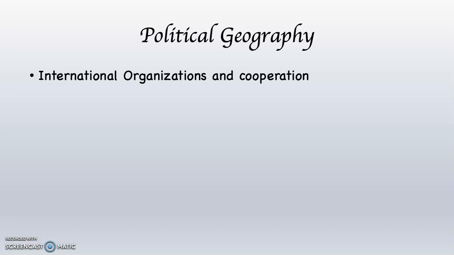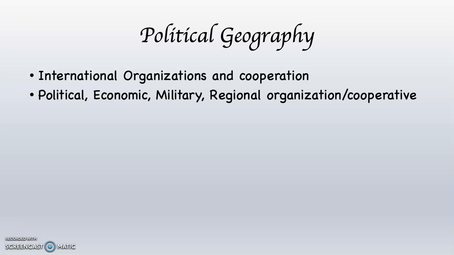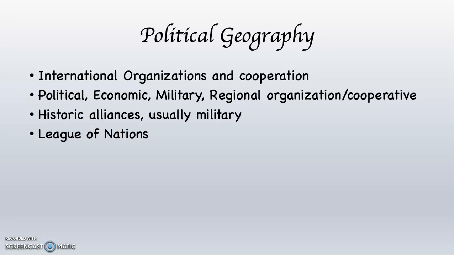And we wrap it up with this: international organizations and cooperation. Most countries, most states have chosen to be connected to some form of international cooperative body. We generally categorize these as political, economic, military, or regional organizations or cooperatives. As you see, there's certainly going to be overlap amongst each one of these categories. Historically, there were alliances on this planet, going back thousands of years, but usually these were military alliances.